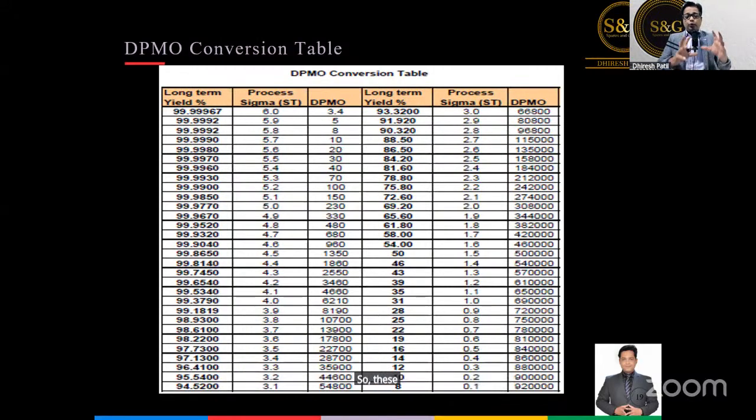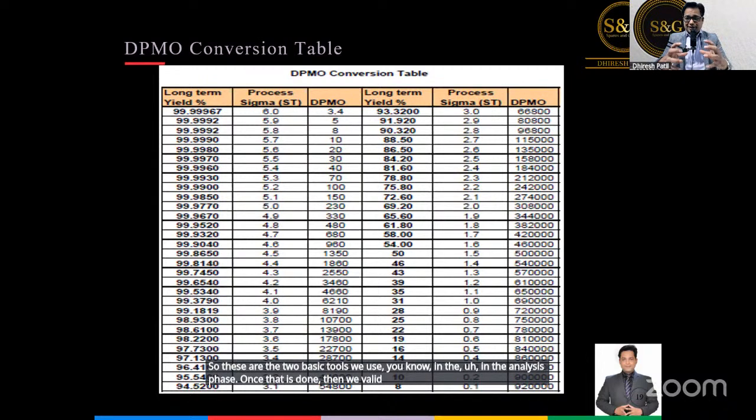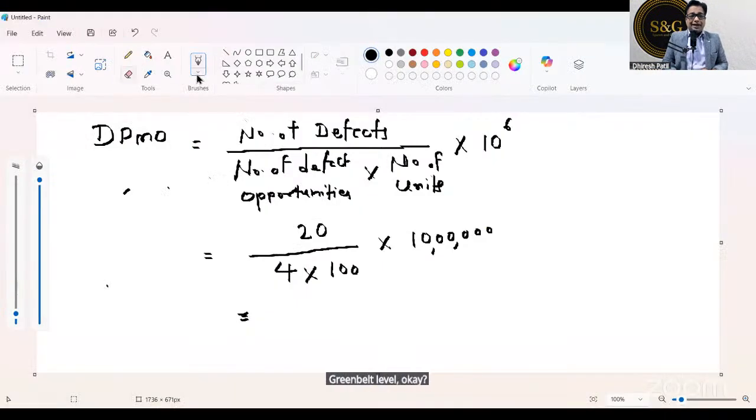So these are the two basic tools we use in the analysis phase. Once that is done, we validate whatever root causes are there. We validate those root causes with the help of either hypothesis testing or regression. And there is something called design of experiments as well, but design of experiments is an advanced tool. So basic hypothesis testing and basic regression is something which we learn at our Green Belt level. Okay. So let me touch upon hypothesis testing quickly.